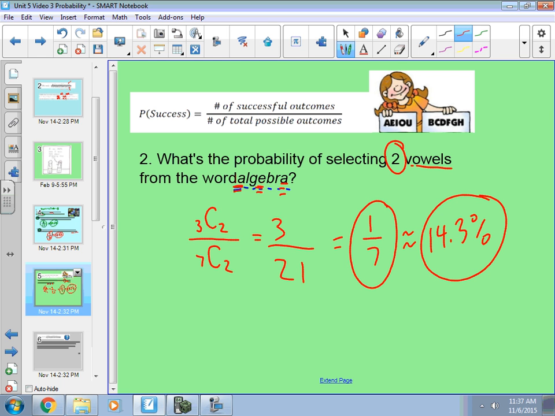So when you're choosing more than one thing, combinations is one way of going through and figuring that out.